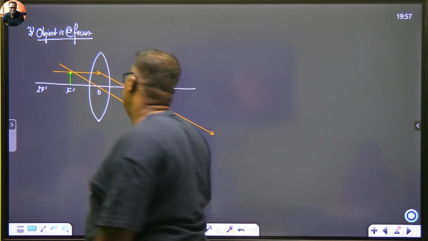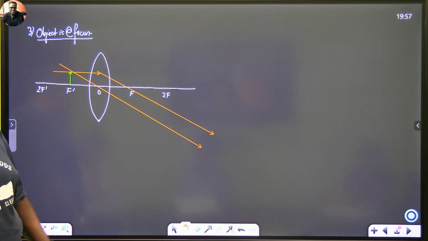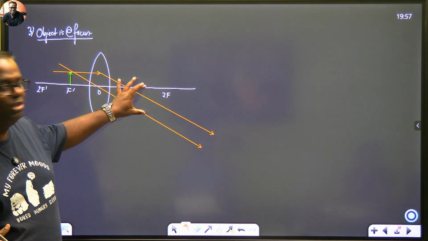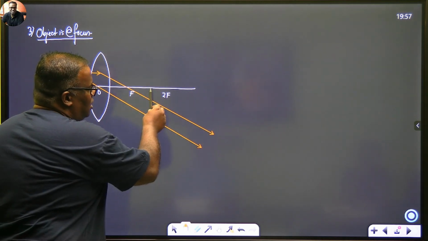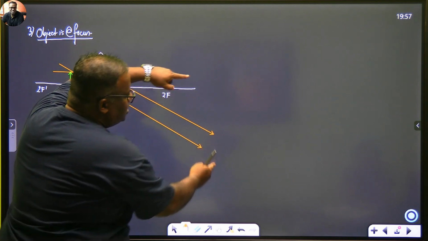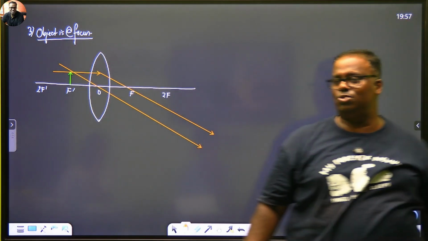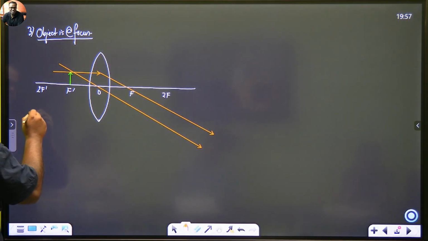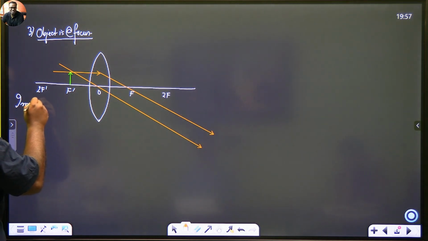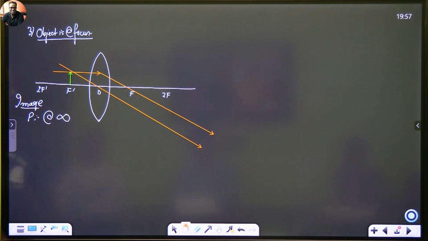So here we say, as we go far away, and if it is actually meeting as per our concept, what is happening to the height of the image? Here the image was small. Now the height is increasing. Don't you think a huge image is going to get formed? So let's write, when the object is at focus, the image will be formed at infinity. We don't know where, it is very far.